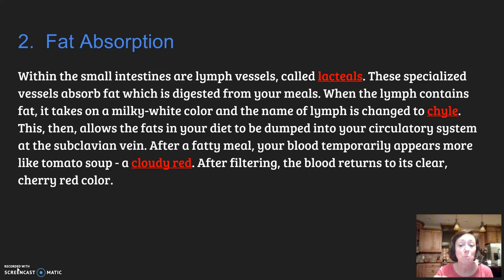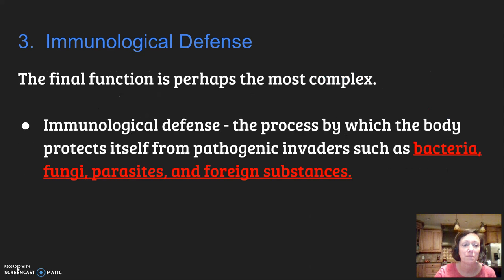After a fatty meal, the blood temporarily looks more like tomato soup. That's kind of gross, isn't it? Makes it a cloudy red color. And then after it's filtered, the blood returns to the clear cherry red color that we're used to seeing.